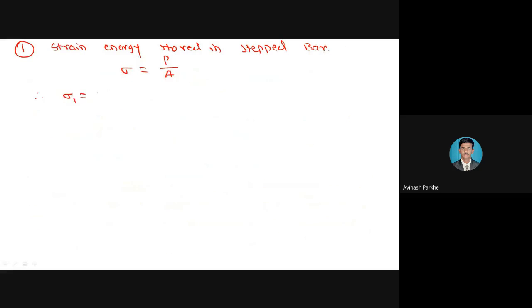Let us see. Sigma 1 is equal to sigma of AB is equal to P, which remains the same. The 70 kilonewton load is applied for section number 1 as well as section number 2, divided by area of AB. So P is 70 into 10 raised to 3. Area of AB means pi by 4 diameter of AB square. Therefore, 70 into 10 raised to 3 divided by pi by 4 into, for section number 1, how much diameter is given? 20 square. Find the stress induced in section number 1.